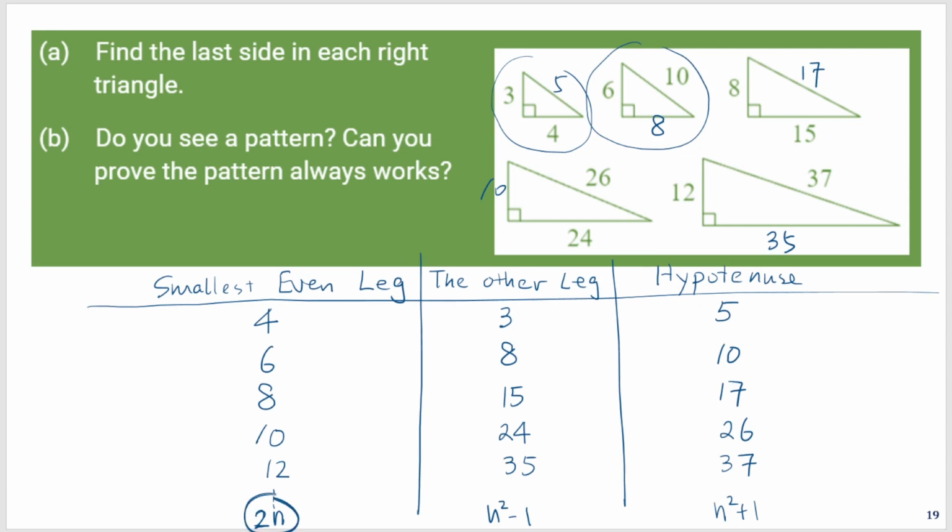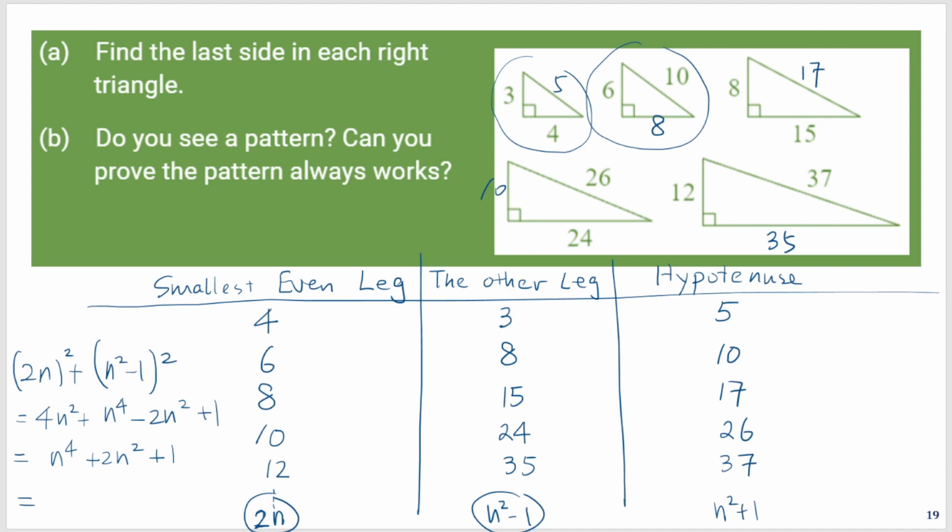So why is that? Because you can check this by using the Pythagorean theorem. (2n) squared plus (n squared minus 1) squared gives you 4n squared plus n to the power of 4 minus 2n squared plus 1. This can be simplified to n to the power of 4 plus 2n squared plus 1, which can be written as (n squared plus 1) squared, which means this is the hypotenuse, right? Okay, and this is also a property of Pythagorean triples. You can use this as a theorem. Okay, did you get it?